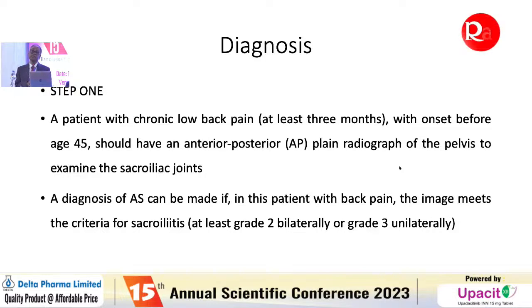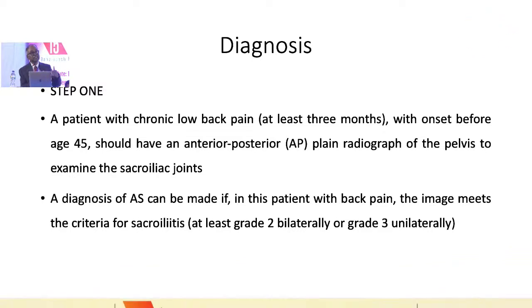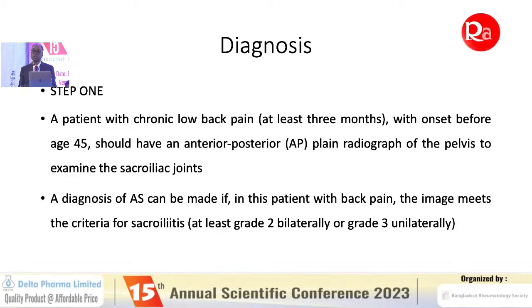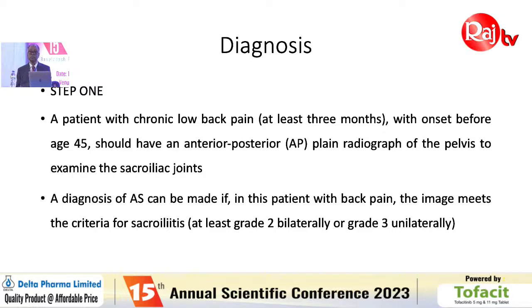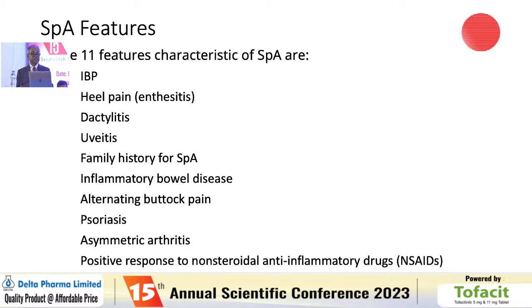In any case with inflammatory low back pain, we have to give all out effort to diagnose whether this is a case of spondyloarthritis, whether ankylosing spondylitis or non-radiographic axial spondyloarthritis. We have to give all out effort. So for this reason, I will go for an algorithm, step 1, step 2, step 3, 4.